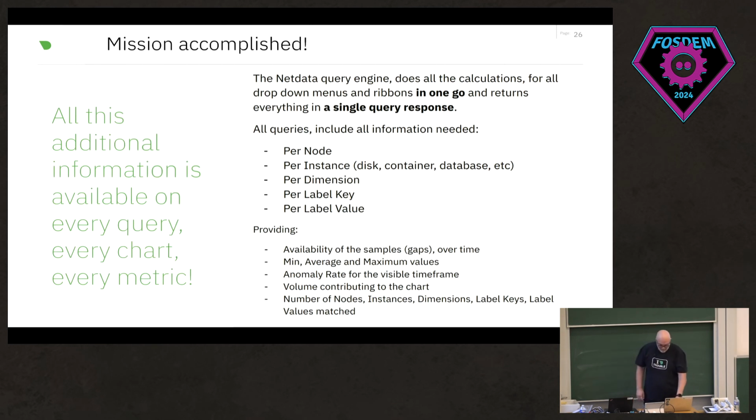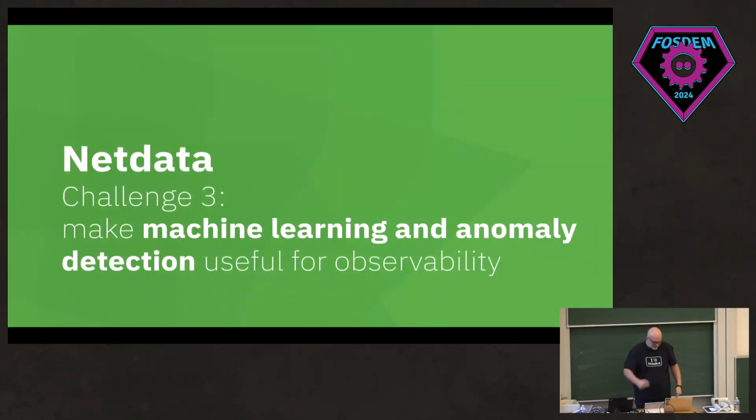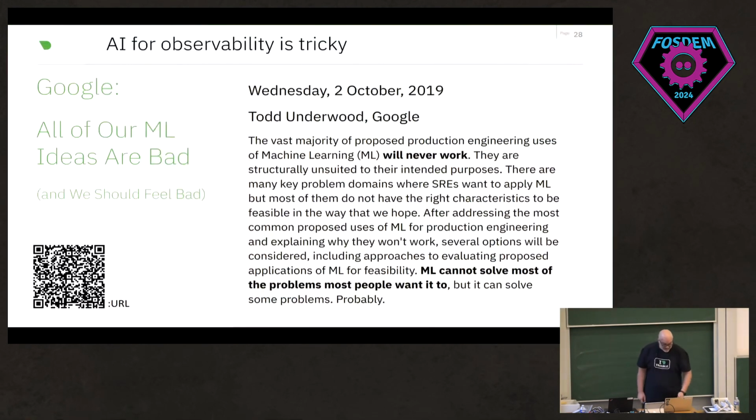So another of the challenges, I am going fast because I have only 5 minutes, guys. Machine learning. Google in 2019 announced this. So they said, come on, we cannot make machine learning work for observability. So all our ideas are bad, and as they say, Todd says here, we should feel bad about it.